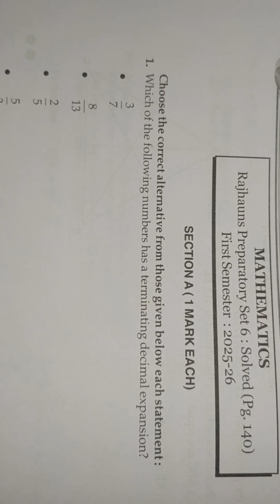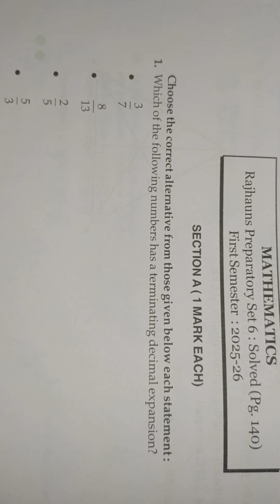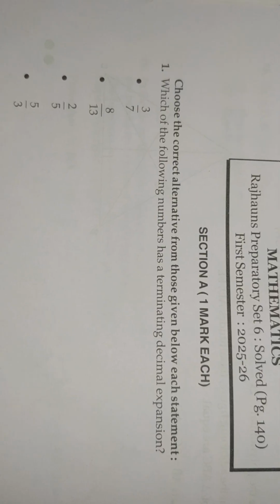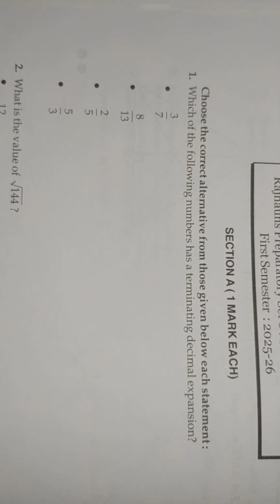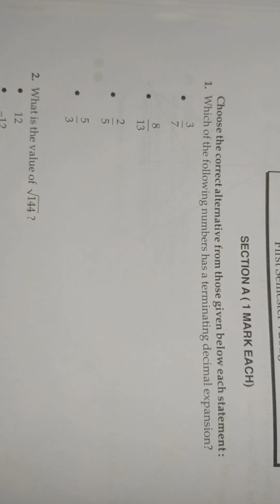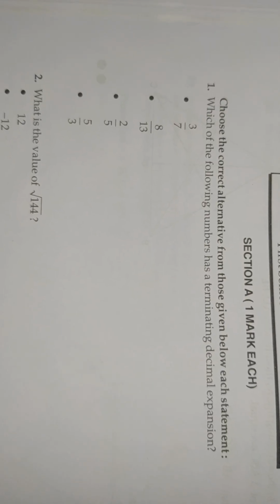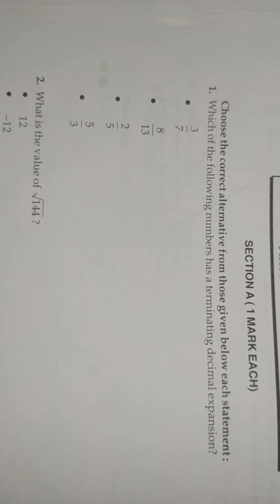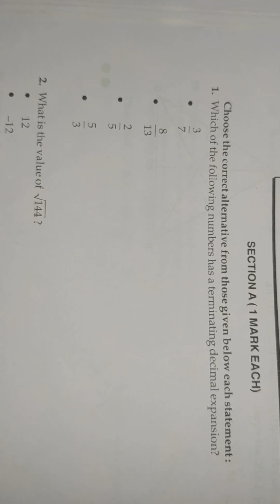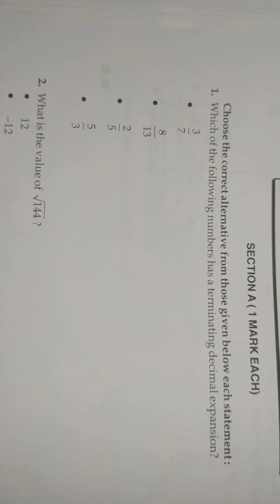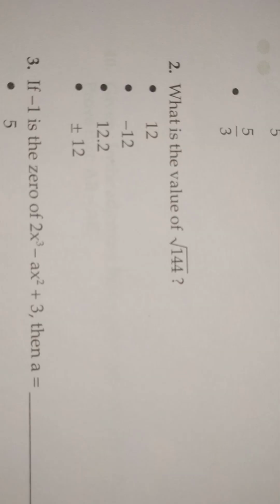Set 6. Question number 1. Which of the following numbers has the terminating decimal expansion? For a terminating decimal expansion, the denominator should be 2, 4, 5 and 8. The first option can't be, the second option also can't be. So the correct answer will be option 3, 2 upon 5.